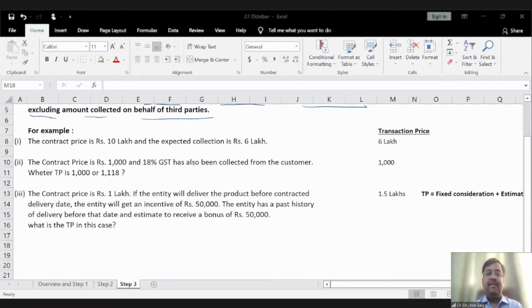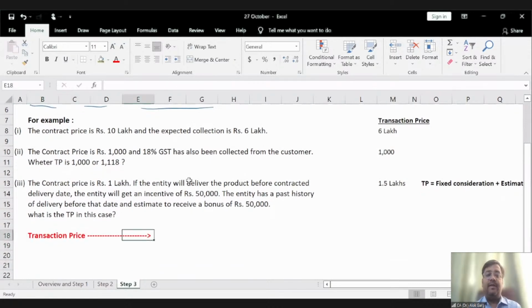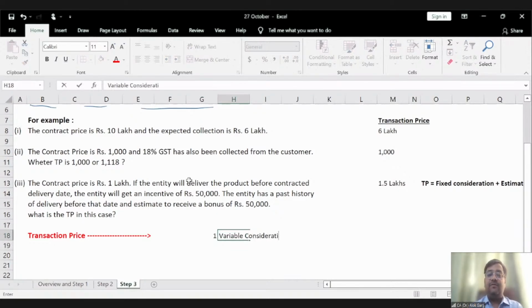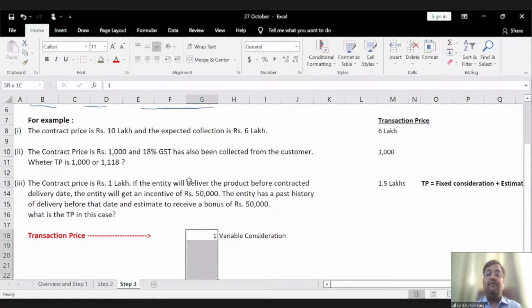Okay. So friends, coming to the transaction price, let me discuss some more examples here. Transaction price is of course a fixed consideration, and transaction price also depends upon various factors. In addition to the fixed consideration, transaction price depends on various factors. Number one is of course variable consideration. So in this aspect of step number 3, we are going to discuss these 4 aspects one by one. First one is variable consideration.